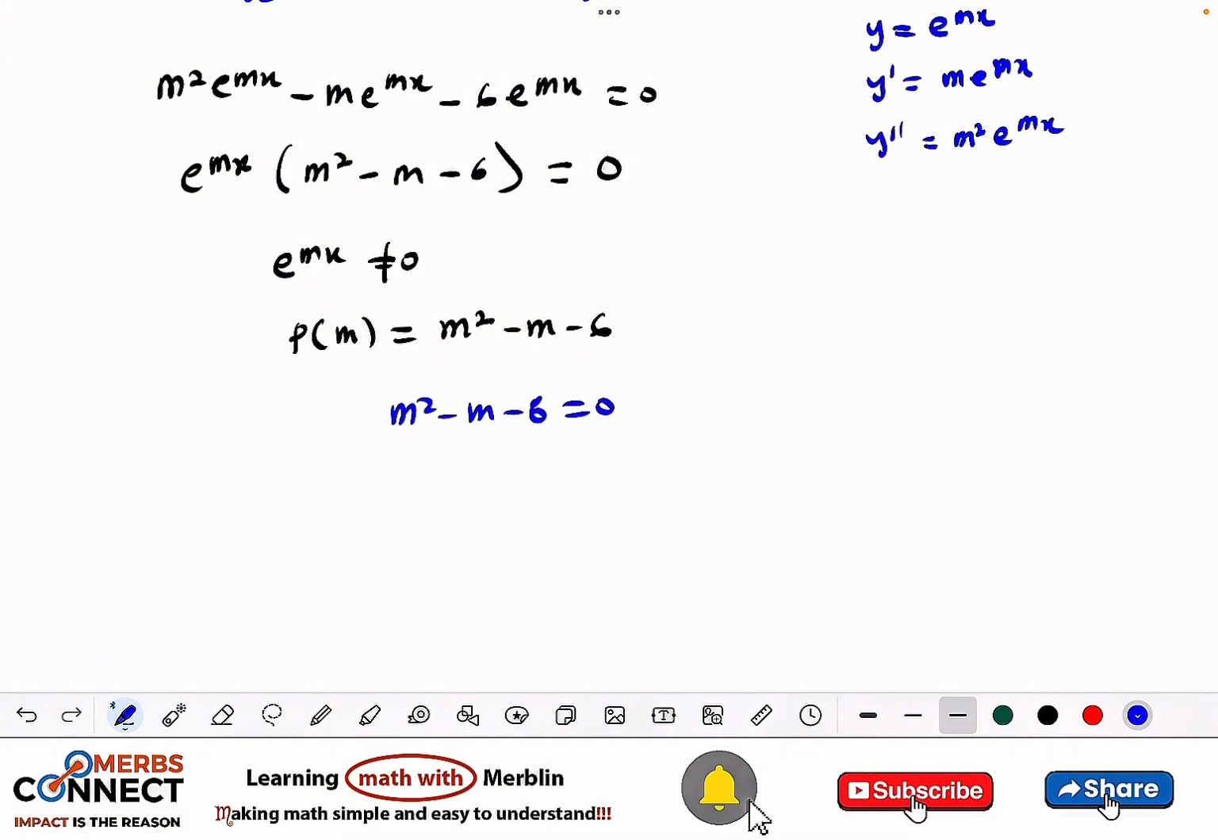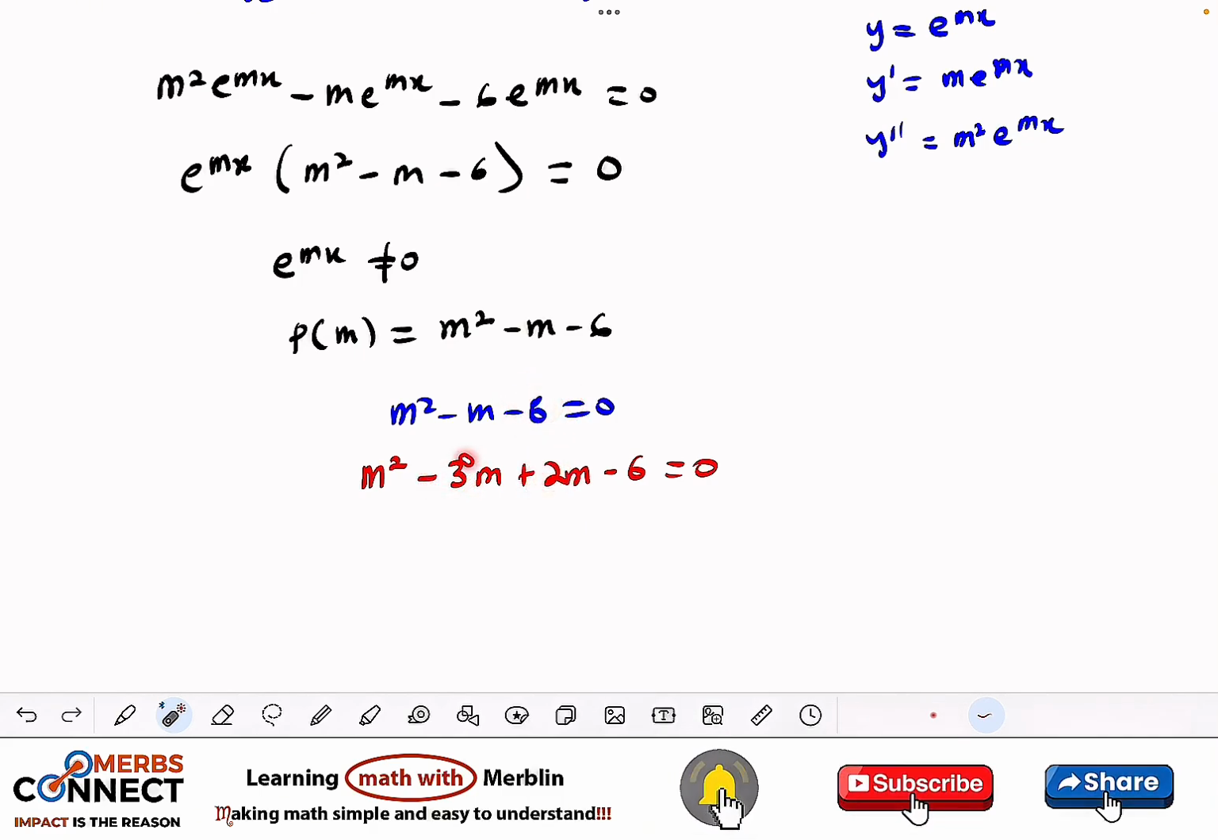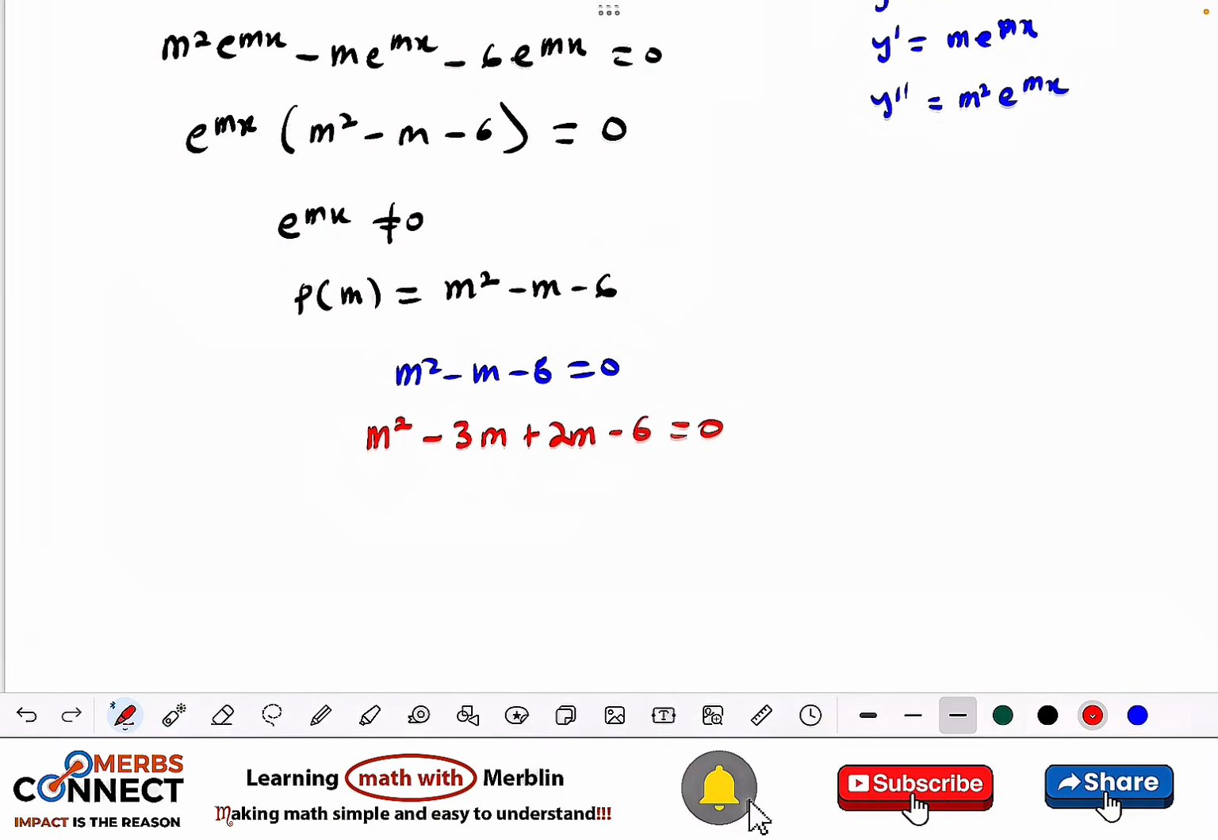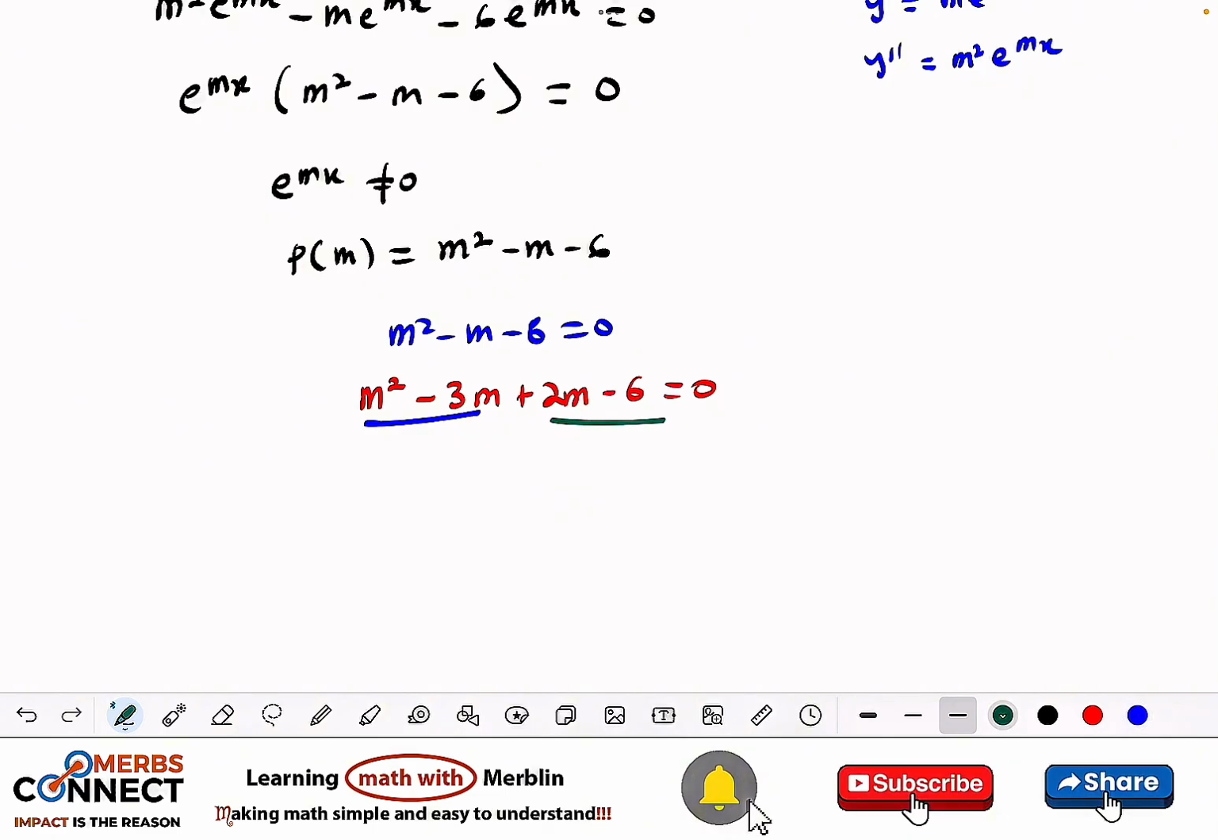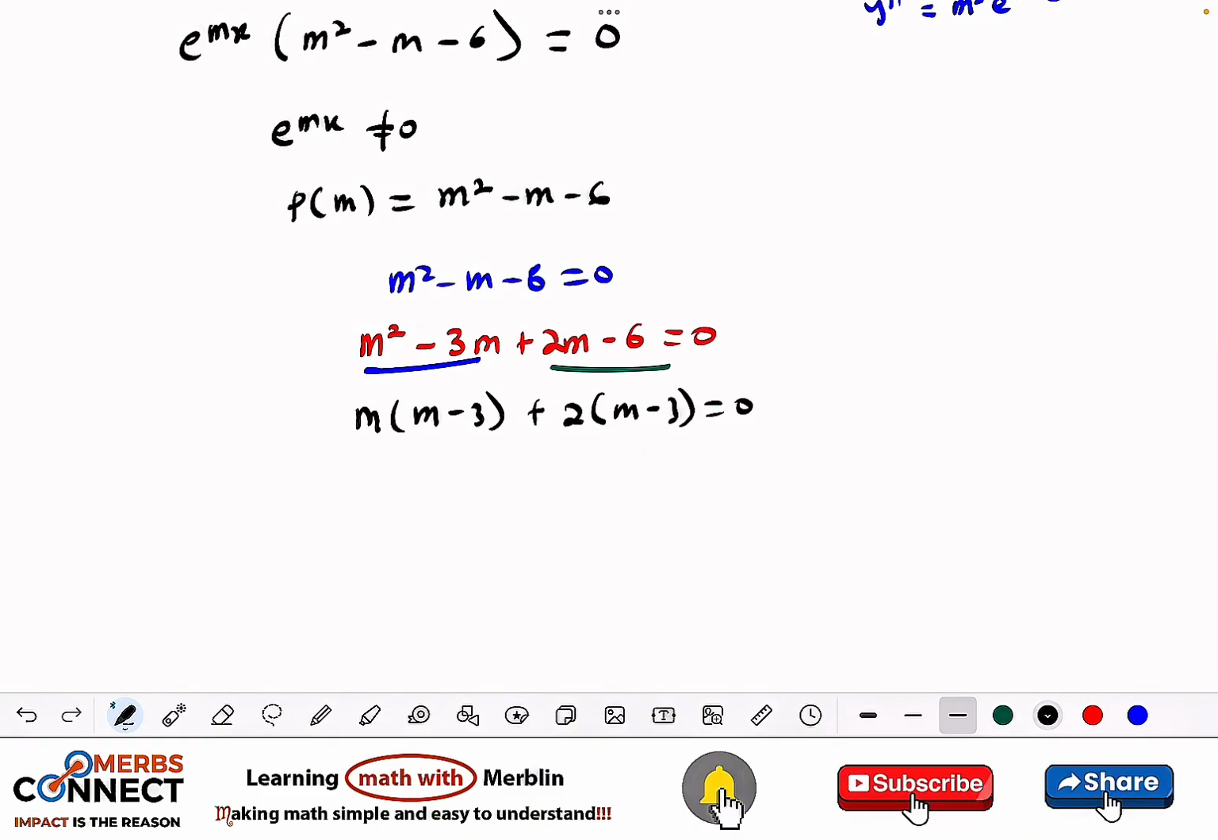So I can see that this is not going to give us complex roots, so I can do the factorization. So this is m squared minus 3m plus 2m minus 6 equal to 0. Minus 3 times 2 is minus 6, and then minus 3 plus 2 is minus 1. So with the first pair, when I factor m out, it will be left with m minus 3. And with the second pair, when I factor 2 out, it will be left with m minus 3. Now factor m minus 3 out, and it will be left with m plus 2 equal to 0.